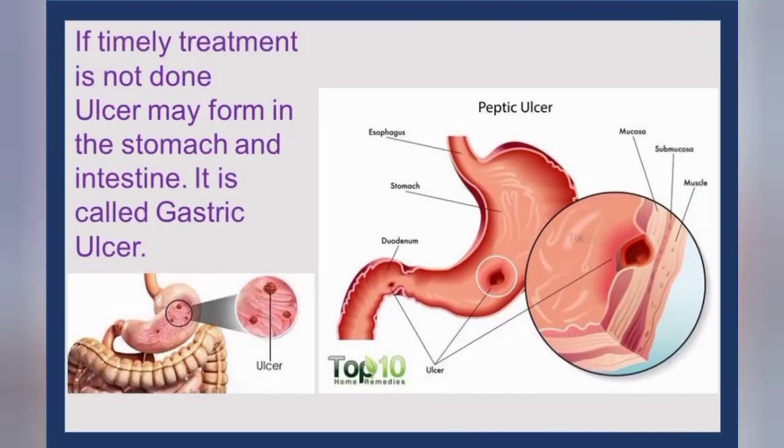So if timely treatment is not done, an ulcer may form in the stomach and the intestine. It is called gastric ulcer. So you are looking at a picture where the stomach is affected by the secretion of acid.